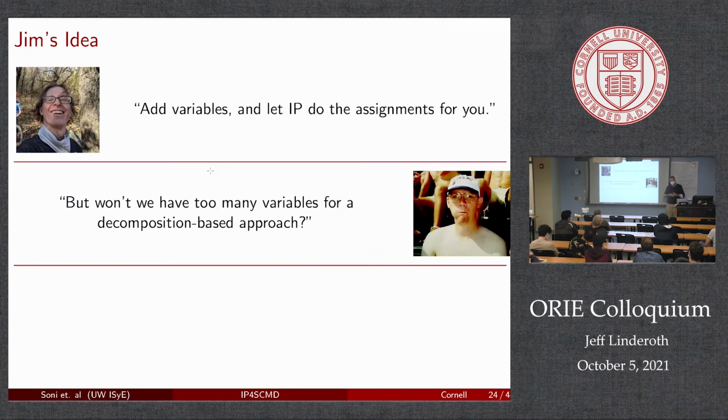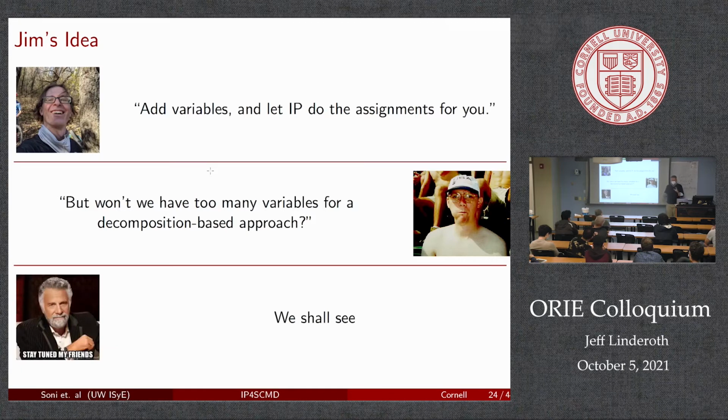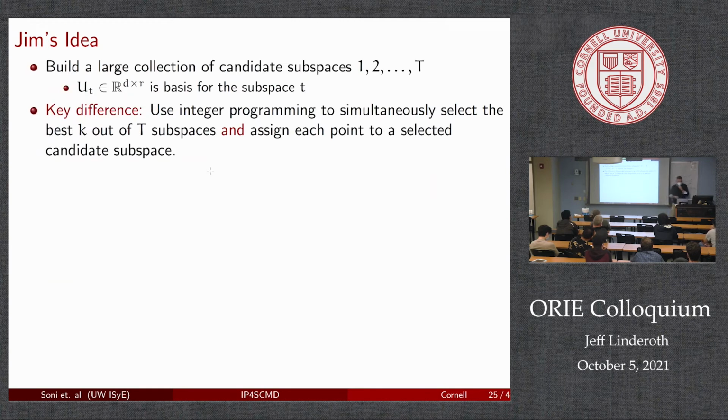And so I said, yeah, I thought about that too, but then if you start thinking about it, I'm going to have some number of subspaces I'm going to be considering. I'm going to have all these points. I'm going to have a variable subspaces times points. Isn't this going to be too many variables? So that was my objection to this. But let's write it down anyway and see where we go. So we can write such an integer programming formulation down.